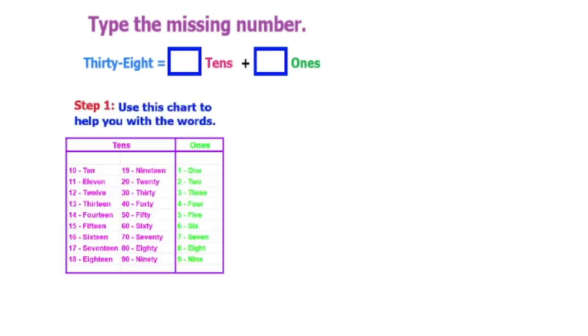So the first thing to do is to use this chart to help you with the words. So we could look for 30. Here's 30. And then we can look for 8. Here's 8. So 30 is part of the tens and 8 is in the ones column.